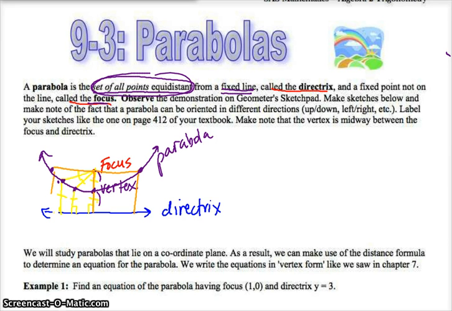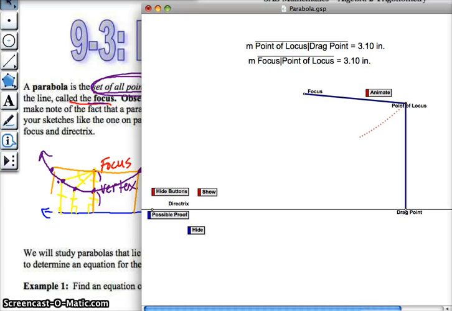Okay, so let's look at the demonstration. It says let's check out the GeoSketchpad demonstration. So here it is. I have a focus right here. I have a directrix, which is this black line right here. I have a point. I measured from the focus to the point of the locus, and I get 3.10 inches. And I measured from the locus to the drag point, same distance. So I've proven that these two are the same distance.